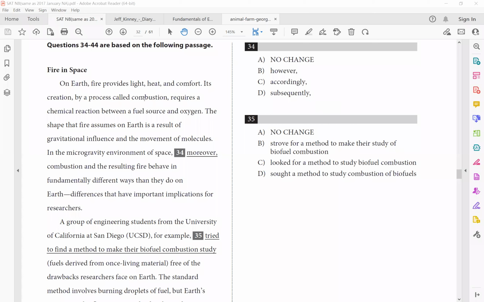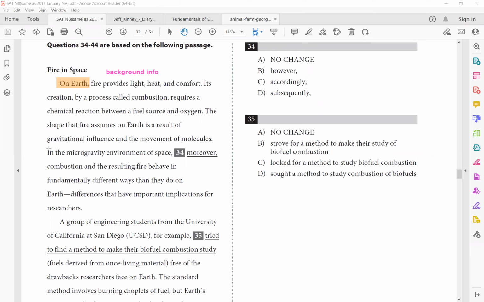On Earth, fire provides light, heat, and comfort. Its creation by a process called combustion requires a chemical reaction between a fuel source and oxygen. The shape that fire assumes on Earth is a result of gravitational influence and the movement of molecules. So this is just background info, right? But then we see the title is Fire in Space, so whether it's on Earth or not, so far it's not relevant.